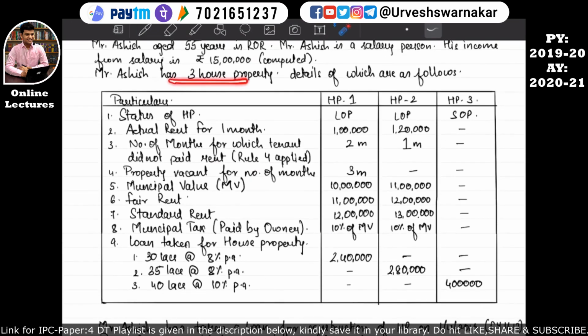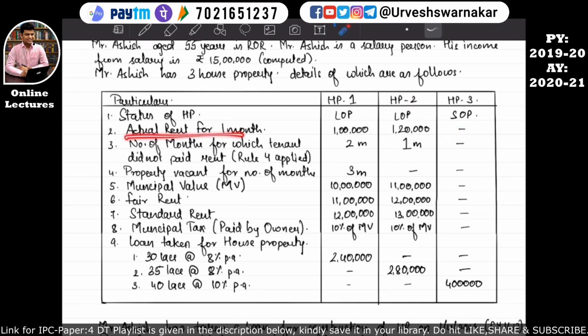Mr. Ashish has 3 house properties, details of which are as follows. The status of the first house property is let out house property. The status of house property number 2 is let out house property, and the status of house property 3 is self-occupied house property. I hope this is quite clear. So the actual rent detail for 1 month is given for house property 1 and house property 2. For house property 3 there is no need of actual rent detail. I hope this is quite clear to you all.